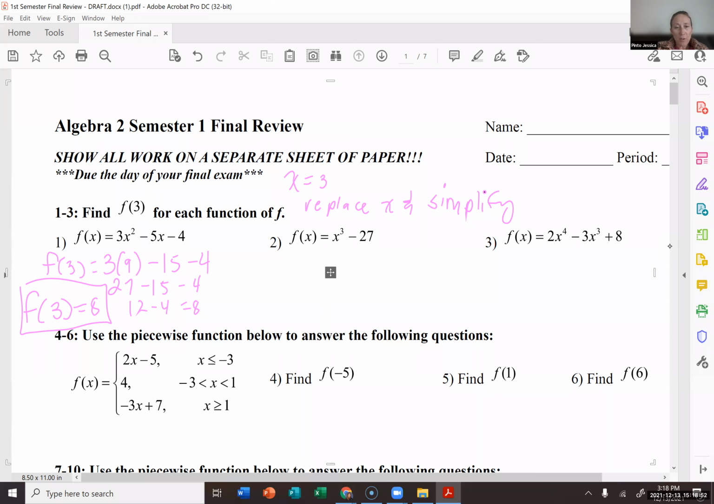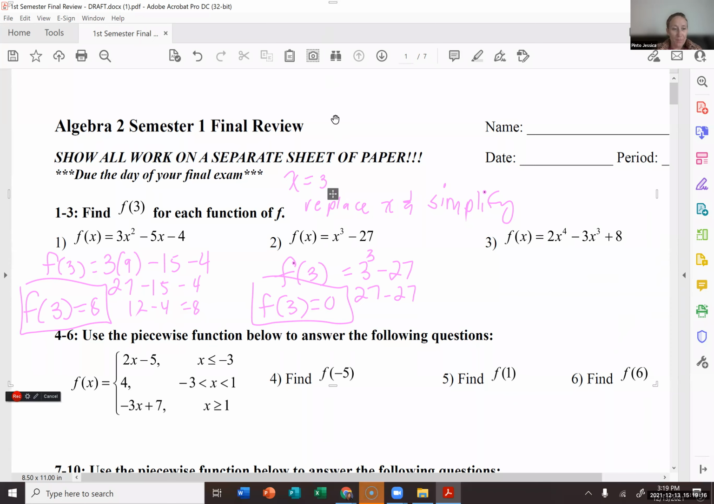When I do that to number 2, f of 3 is equal to 3 to the third power minus 27. That's 27 minus 27. So that time f of 3 is equal to 0. I don't know what that little thingy is here. Yep, no clue.